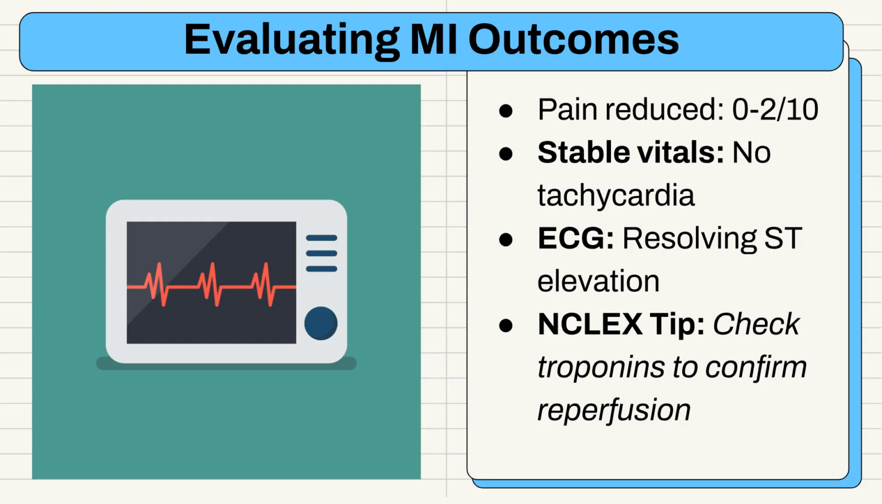Look for complications like pulmonary edema or new murmurs, which could signal papillary muscle rupture. For example, if a patient's oxygen saturation improves to 95% and pain drops to 0 to 2, your interventions are effective. Adjust the plan if complications arise, like starting an ACE inhibitor for heart failure prevention.